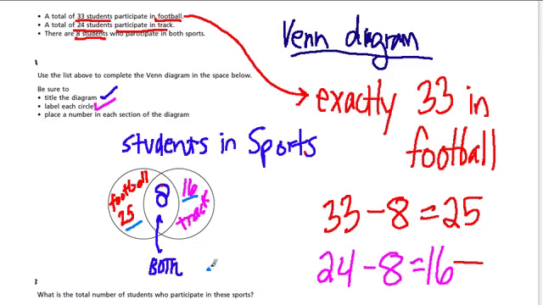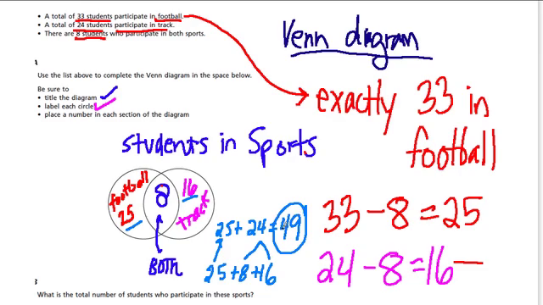So we add those 3 groups, you get 25 plus 8 plus 16. Now, 8 and 16 is 24. 25, we haven't added that yet, plus 24 is 49. So I'm counting 49 students who participate in sports at this school. Be careful, it's not just 33 and 24 and 8, because 8 is being double counted if you add it that way. We only want to include those students once, that group that is in both sports.